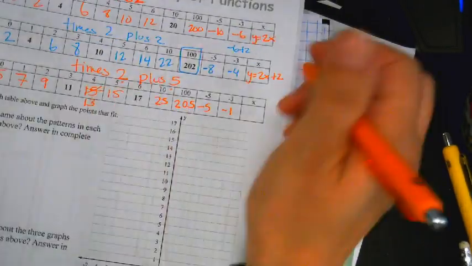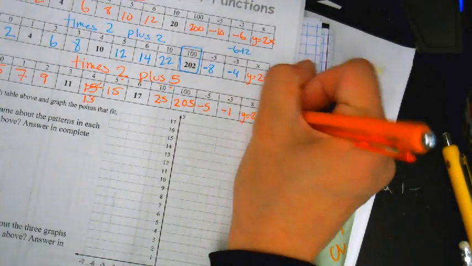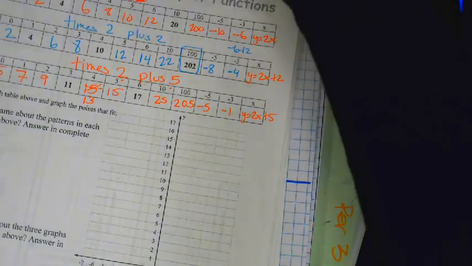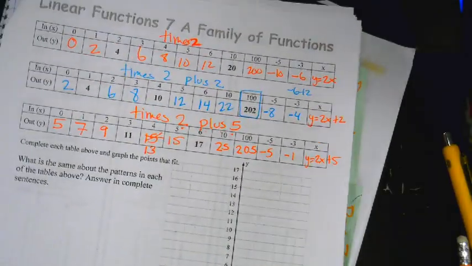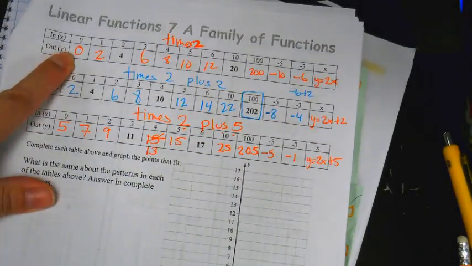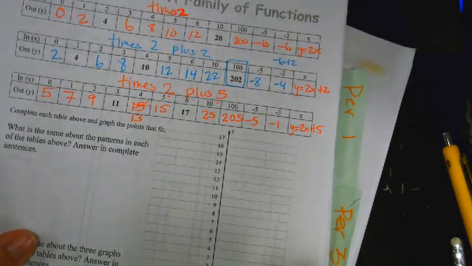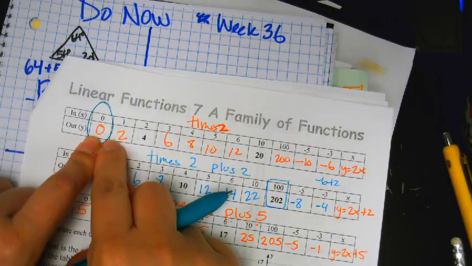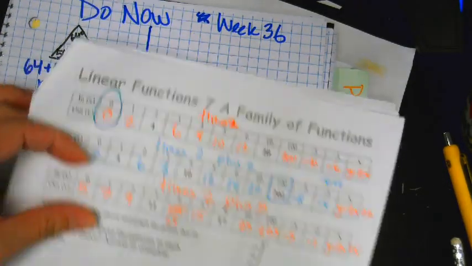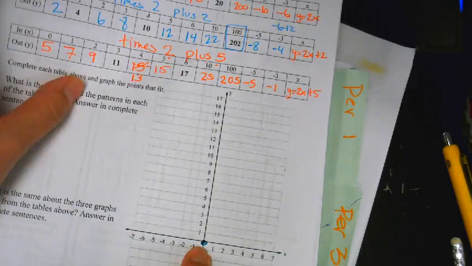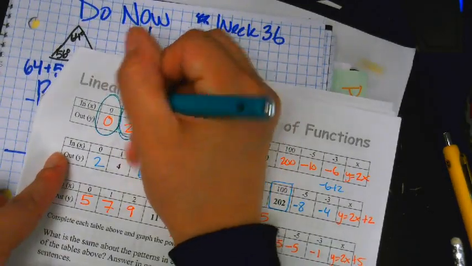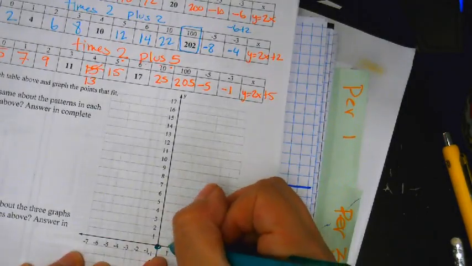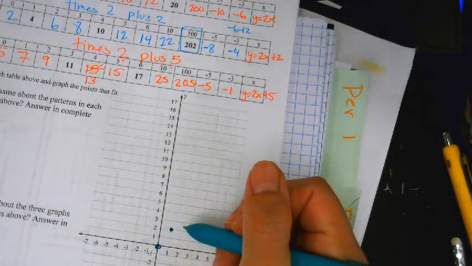x plus 2x plus 5. Nice. All right, let's graph them. So these are our dots. The first dot is 0, 0. So plot 0, 0, dead center. Then 1, 2: 1, and then up 2. Then 2, 4.